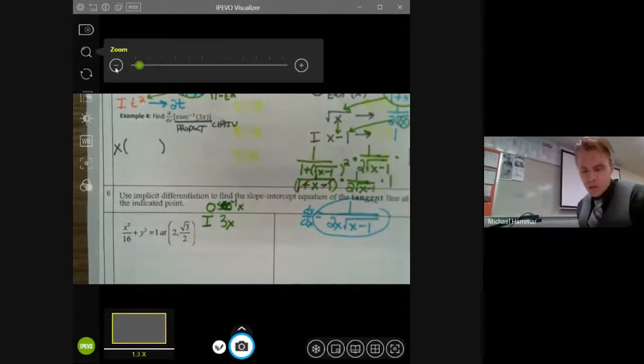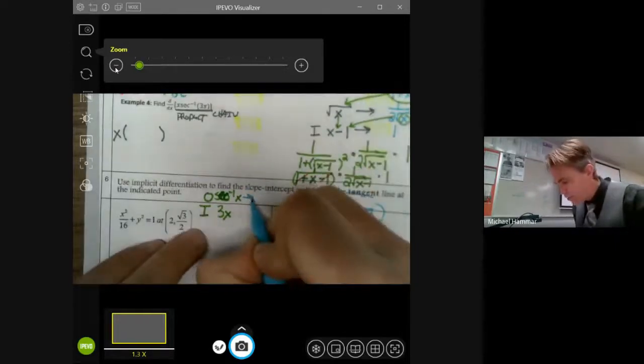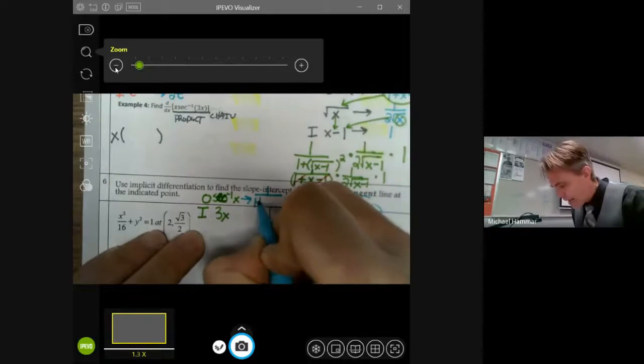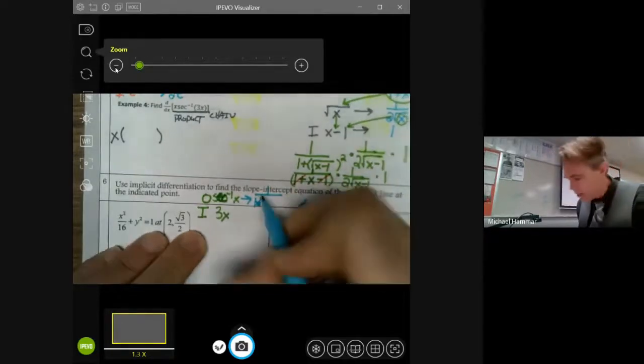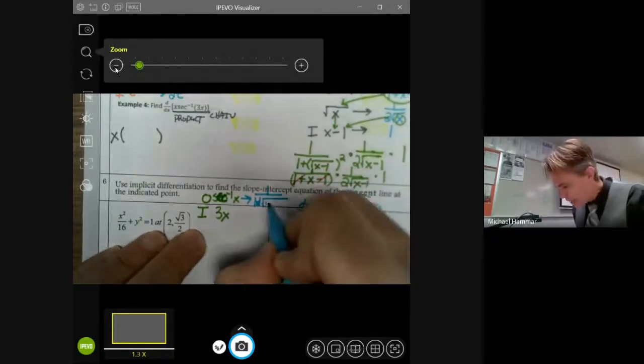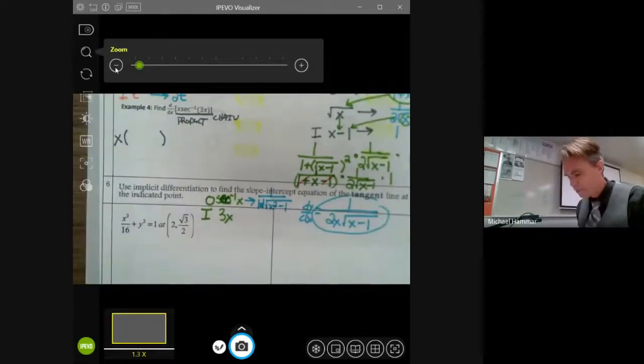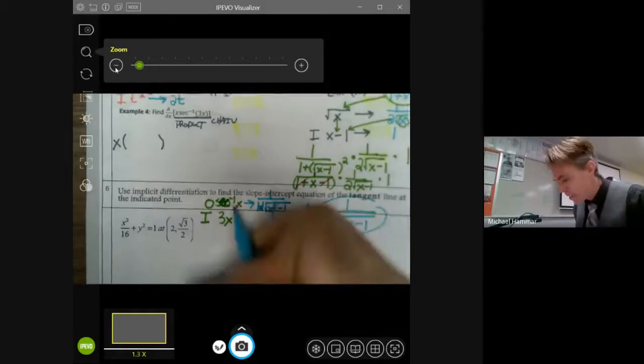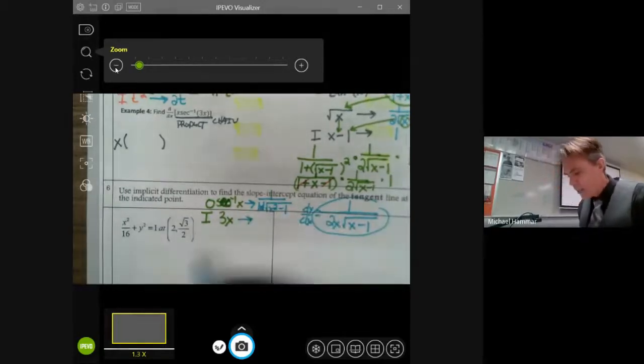Okay? So now, this is where the weird ones come in. The derivative for secant minus 1 is 1 over the absolute value of x, times the square root of x squared minus 1. That's the derivative of secant. You simply have to memorize it. And then the derivative of the inside is 3.